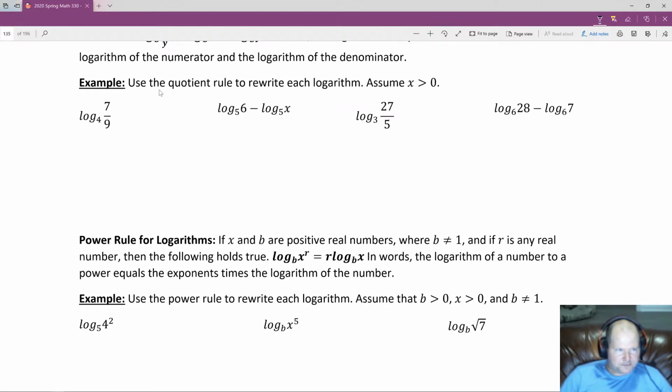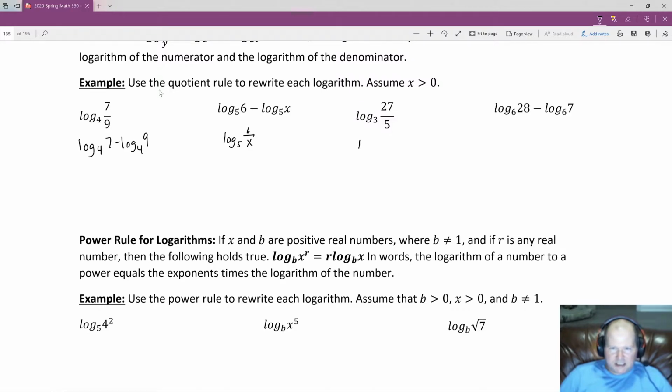In this case, the log base 4 of 7 over 9 is the same as log base 4 of 7 minus the log base 4 of 9. So it's the numerator minus the denominator. Now in this case, this is log base 5 of 6 minus log base 5 of x. So we could combine these together. The first one listed would be the numerator, and the second one listed would be the denominator.